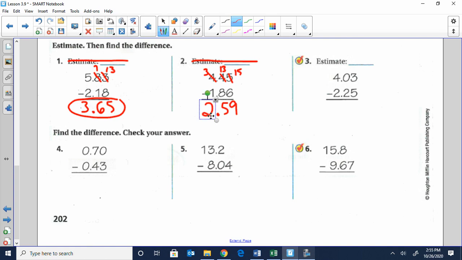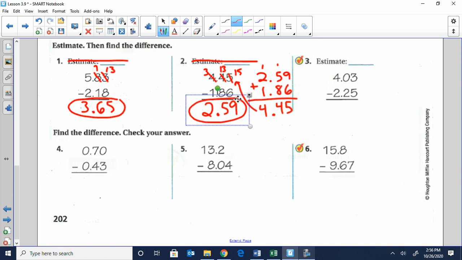Now again, we can always check this by taking our 2 and 59 hundredths, which is our answer, and adding it to the 1 and 86 hundredths, which is what we subtracted. If I add those together, 9 and 6 gives me 15. Carry the 1. 8 and 5 is 13, plus 1 is 14. 2 plus 1 is 4. And we get our original number of 4 and 45 hundredths. So our answer, the difference to the subtraction problem, is 2 and 59 hundredths.